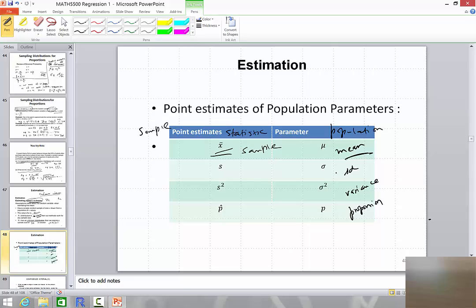If the standard deviation is for the population, that is sigma. The standard deviation for the sample, s. The variance for the sample, s squared. Proportion for the sample, p hat. And remember, p hat is equal to x divided by n. We just did that one or two slides before. All right.